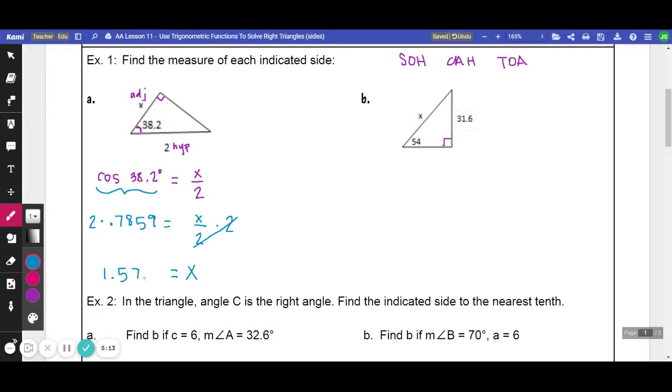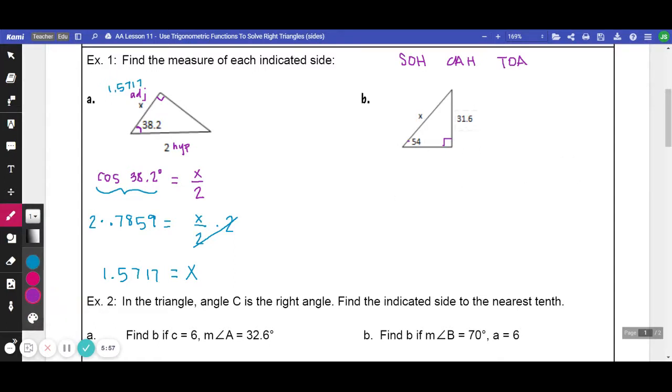So the length of this side is 1.5717. Now, make sure that your answer makes sense. If the hypotenuse is 2, that should be the longest side, so your side should be less than 2. If you got like 58, something's wrong. Also, if you got a negative number, something's wrong. It's not a good way to check to see if you got the exact right answer, but for sure check to see if it's a reasonable answer.